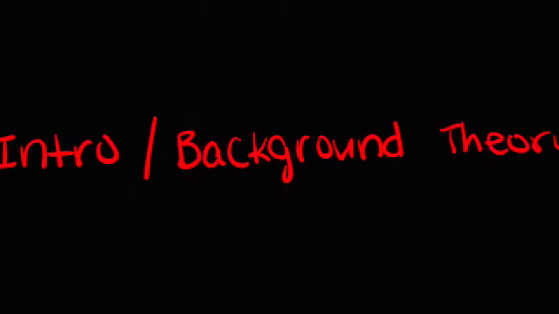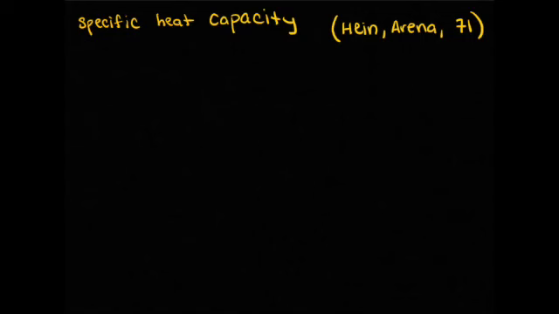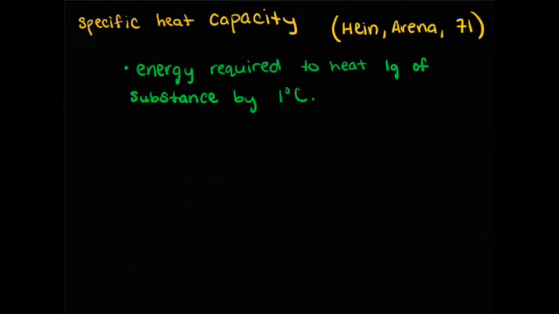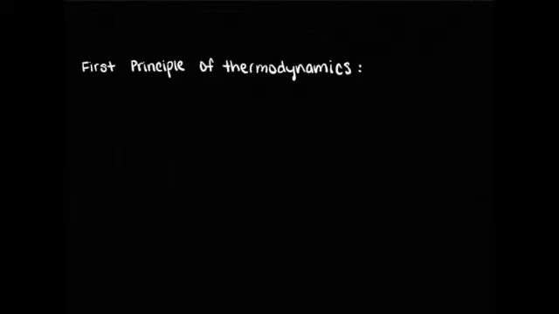Firstly, specific heat capacity. Specific heat capacity is the amount of energy it takes to heat 1 gram of a substance by 1 degree Celsius. It is measured in joules per grams times degrees Celsius. As I was saying before, water's known specific heat capacity is 4.184 joules per grams times degrees Celsius. Specific heat capacity is an intensive property, so every substance has a specific heat capacity that allows you to identify it. Next is the first principle of thermodynamics.